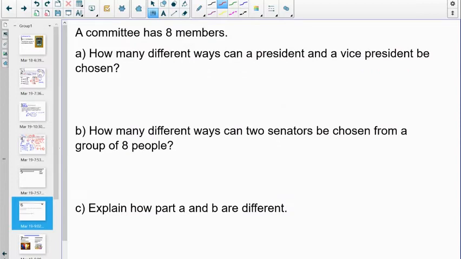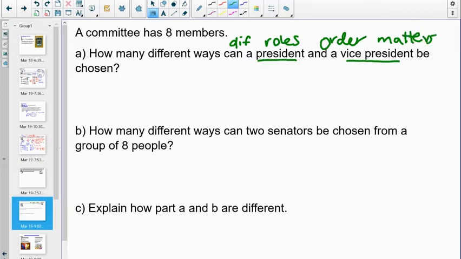Okay, so a committee has 8 members. How many different ways can a president and a vice president be chosen? So you guys should have some practice with this one. So we know that there's a president and a vice president. So we have different roles here. So we know if there's different roles, like different rankings, the order does matter.